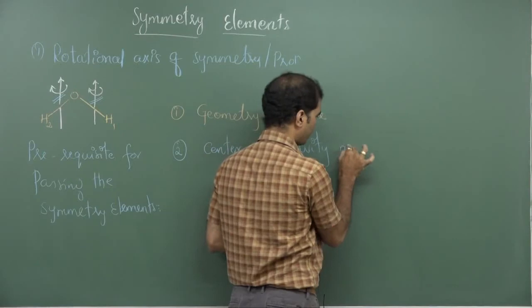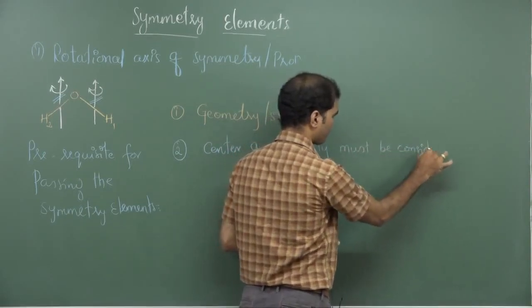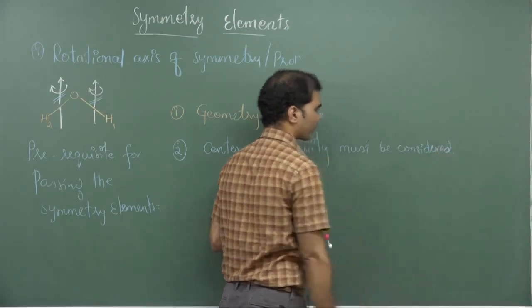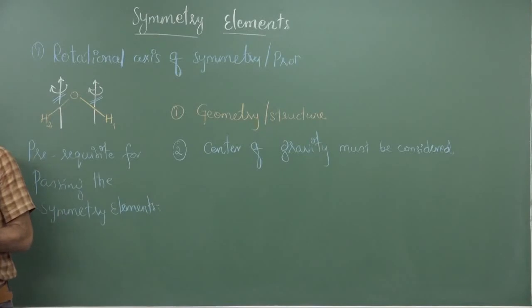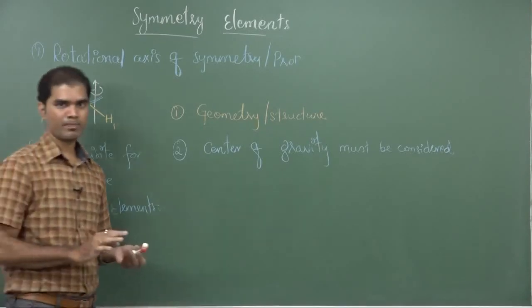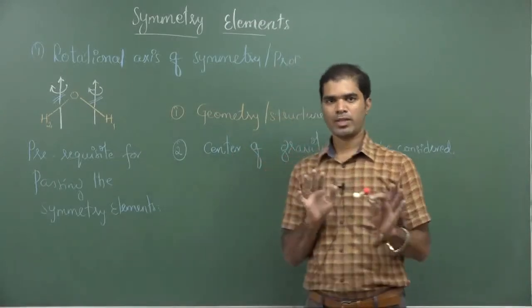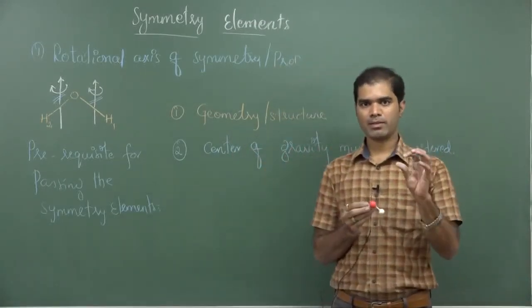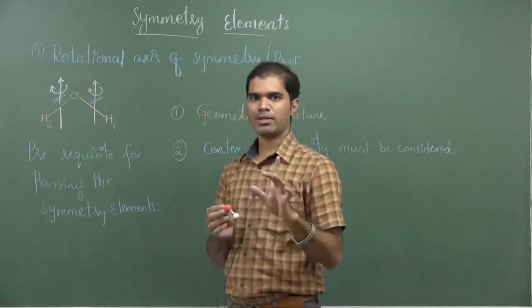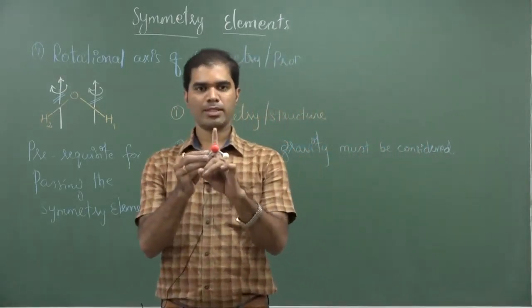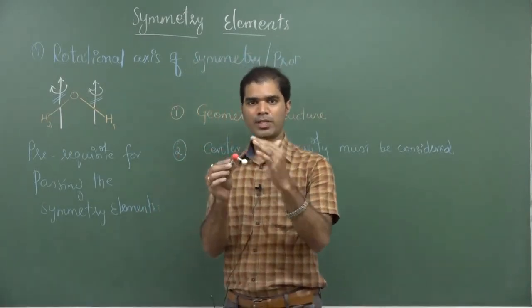Center of gravity must be considered. So whatever symmetry element that we are passing through, that should pass through a point called the center of gravity. Whatever molecule that you choose, that will have a particular center of gravity. Now if I am trying to pass a rotational axis, that particular rotational axis should pass through the center of gravity. Only then you start operating, only then you start rotating.